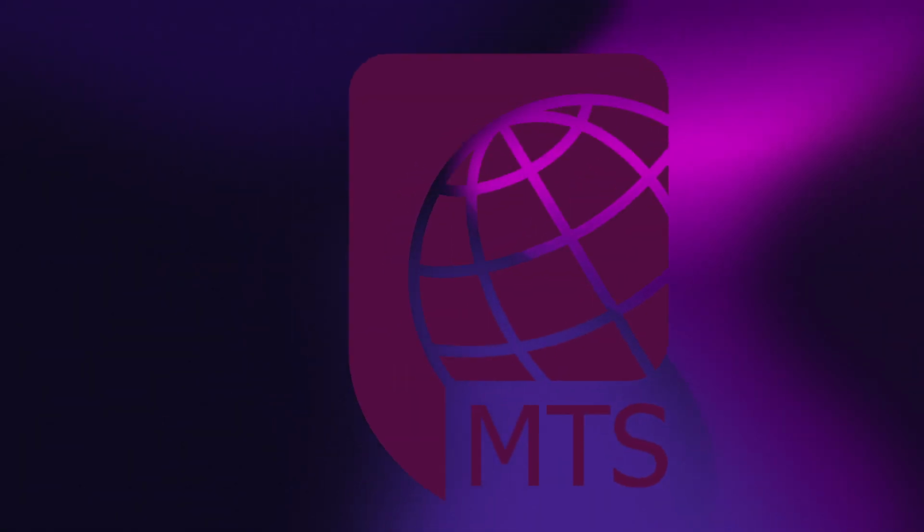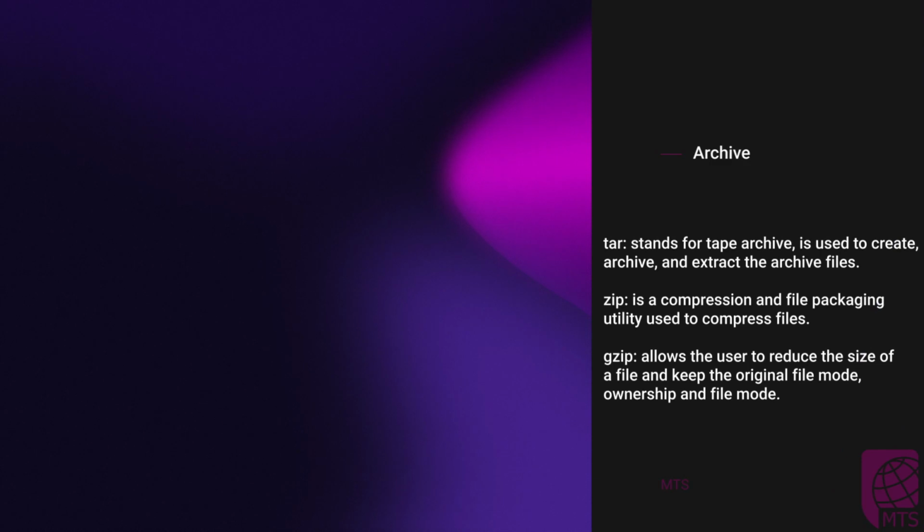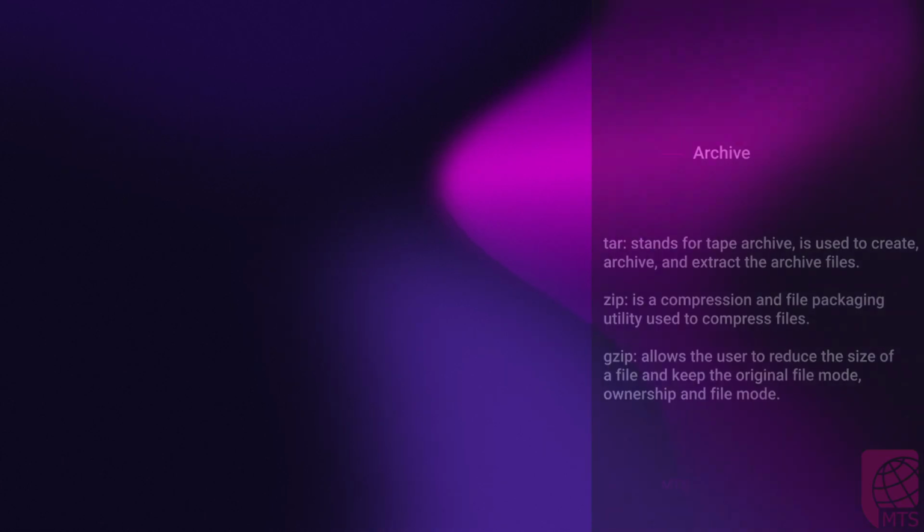In this video, we will be covering archiving, which utilizes the following commands: tar, zip, and gzip. We are going to discuss how to archive a file or directory, how to look into the archived file or directory, and how to unarchive a file or directory. So let's get straight into it. The first command we're going to cover is tar.